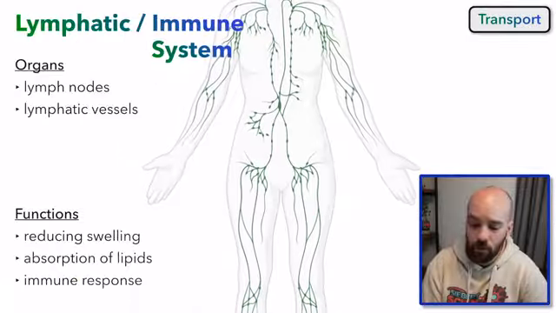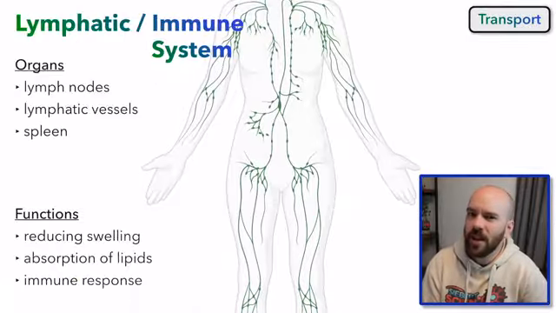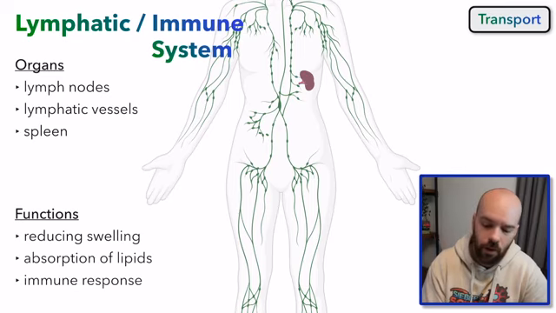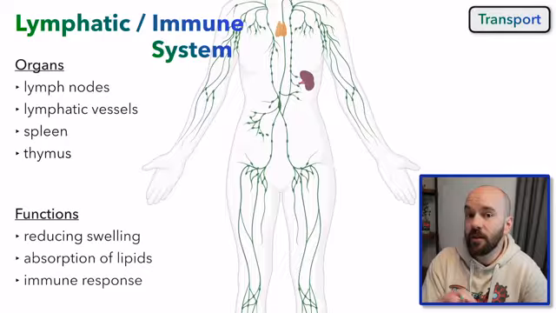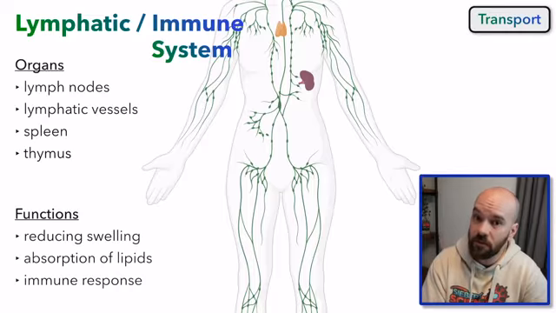Next, we've got a few other organs. One is the spleen. The spleen acts as kind of a reservoir for blood. It's part of the immune system as well. And then we've got the thymus. The thymus is up here. That's going to develop our T cells. Why are they called T cells? The T just stands for thymus.